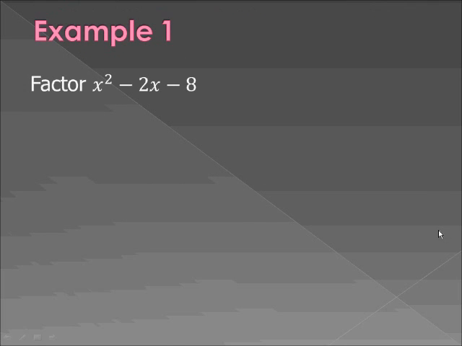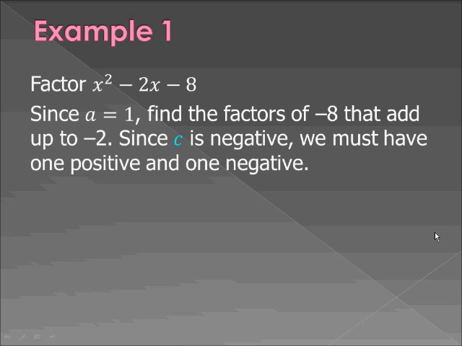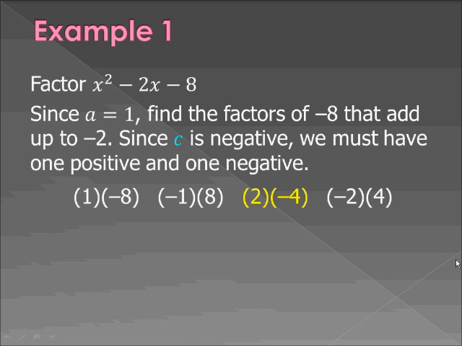So example 1: we have to factor x squared minus 2x minus 8. Since a is equal to 1, you can find the factors of negative 8 that add up to negative 2. Since c is negative, you have to have one positive, one negative. So here are the factors of 8: 1 times negative 8, negative 1 times 8, 2 times negative 4, and negative 2 times 4. As you can see, it's highlighted in yellow. These are the only two factors that add up to the linear term, negative 2.